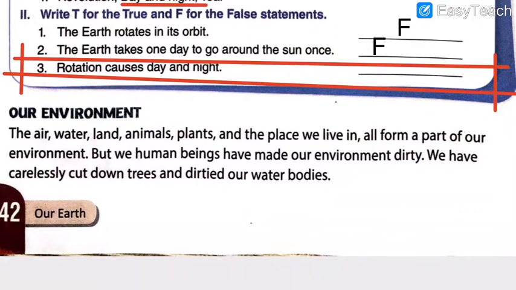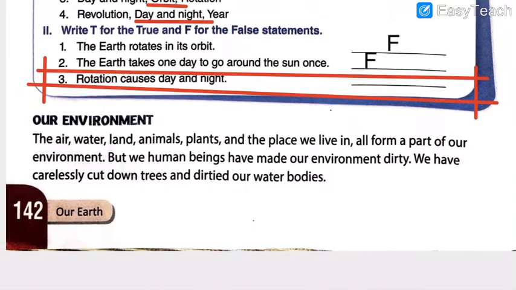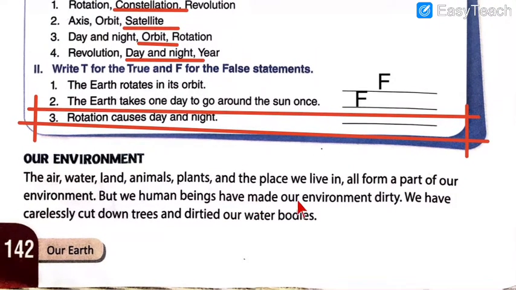Okay, let's continue our environment. The air, water, land, animals, plants and the places we live in all form a part of our environment. But we human beings have made our environment dirty. We have carelessly cut down the trees and dirtied our water bodies.